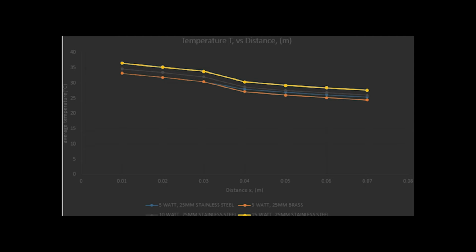As we can see in this graph, the lowest temperature is for the 5 watts of brass compared to the 5 watts of stainless steel. The reason is that brass has higher thermal conductivity than stainless steel, which affected the temperature distribution through that element.